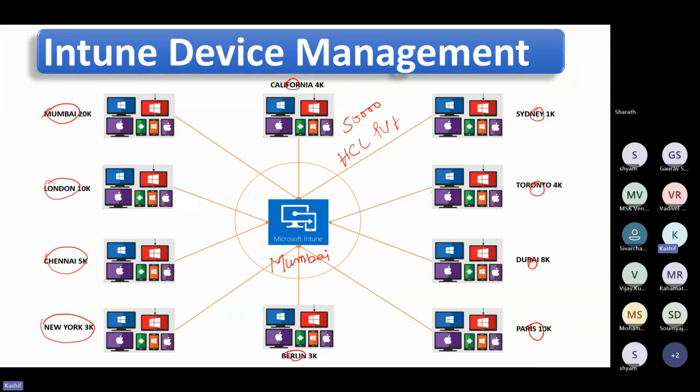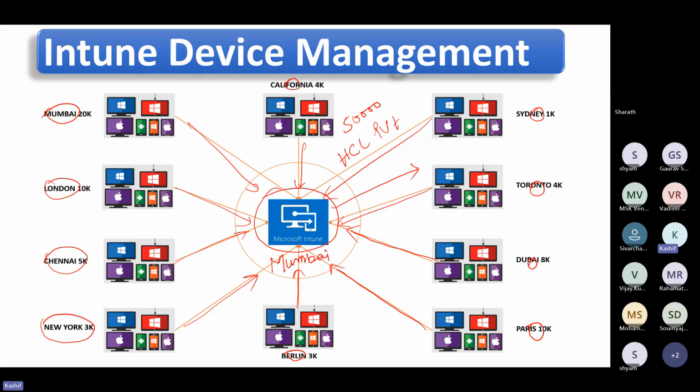You need to enroll all the devices into Intune: the devices from Toronto, Sydney, Dubai, Paris, Berlin, California, Mumbai, London, Chennai, and New York. And from Intune, you can manage these devices. So you are in Mumbai, and from Mumbai, you can send applications to all the devices in Toronto, for example, Google Chrome.